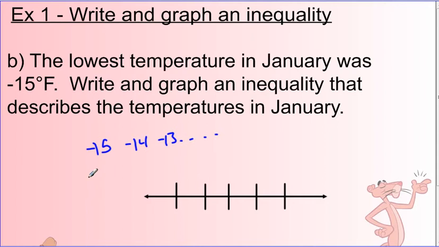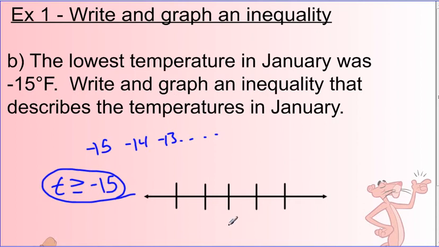So when we write out our inequality, T for temperature, the temperatures were bigger than or equal to negative 15. I mean, you could have had a temperature of 25 in January, or 40, or 90. It doesn't really say. It just says the lowest temperature was negative 15. So this is our inequality that matches this information.